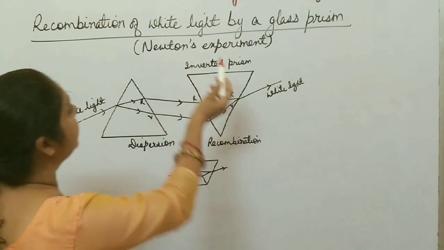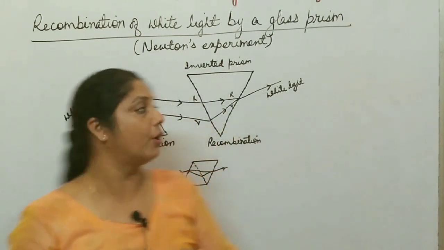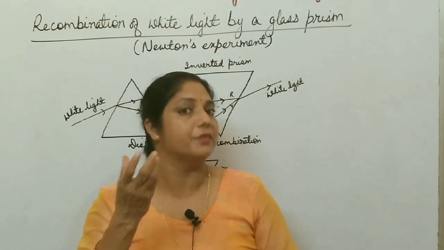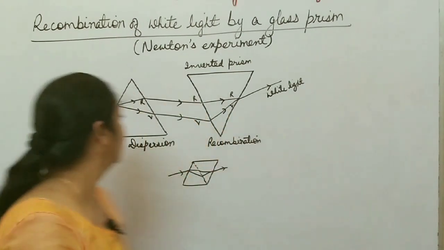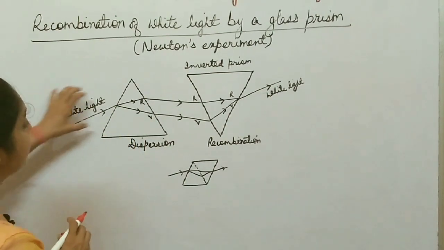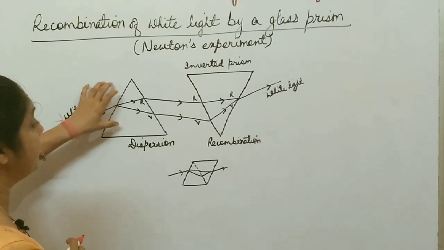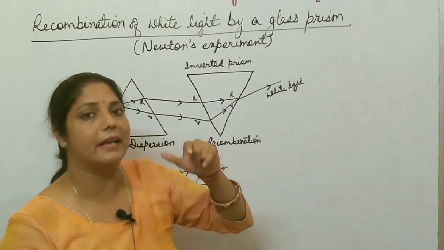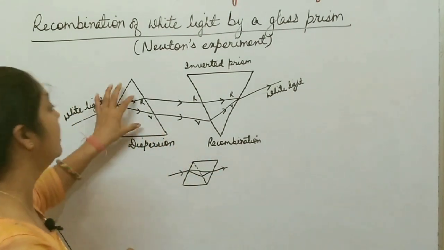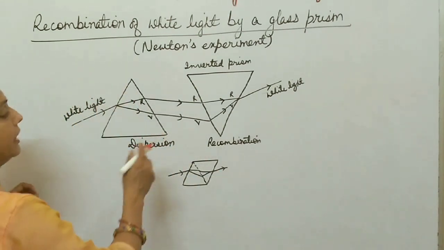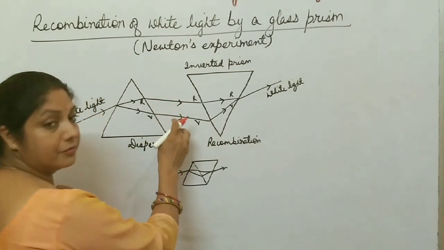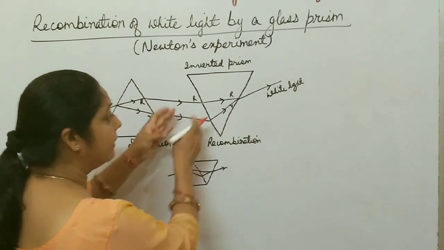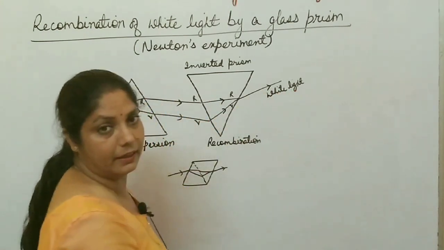Now next is recombination of white light by a glass prism, also called Newton's experiment. Newton was the first to observe the visible spectrum of light through a glass prism. When white light passes through a glass prism, it is split into its constituent 7 colors, and that band of 7 colors is called a spectrum, and as it is visible to our eyes, it is called the visible spectrum. Now again you put one inverted prism in front of the first prism. What happens? This visible spectrum again recombines to produce white light.